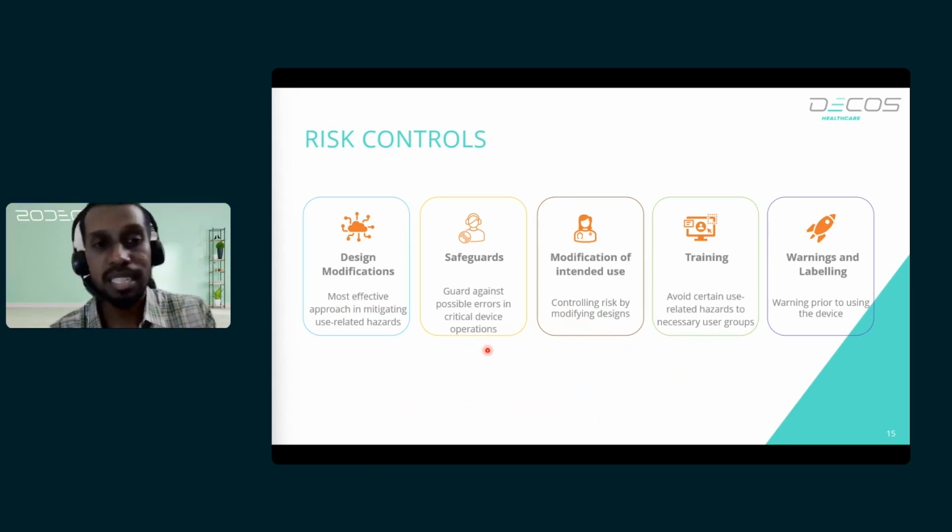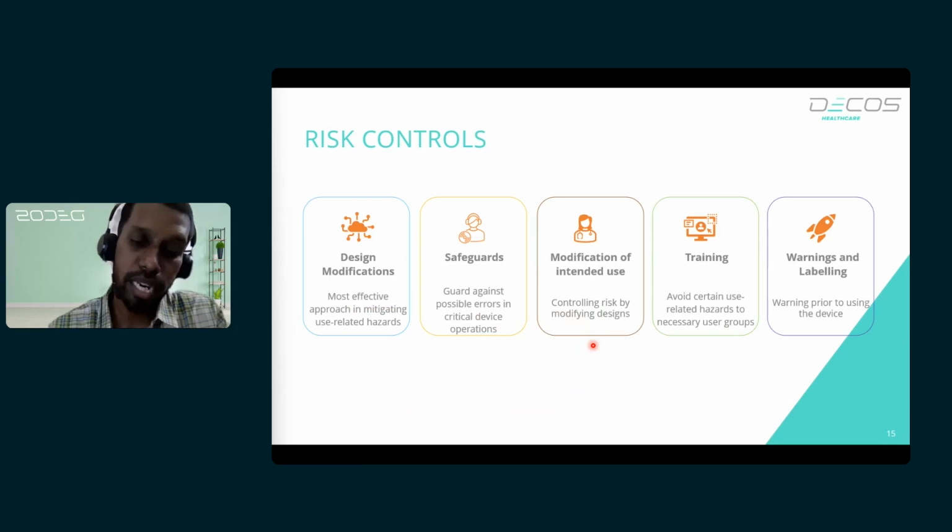The next point would be safeguard. If I'm going to use radiation-emitting equipment, how can I protect the user from the radiation being emitted? I need to have certain aprons, lead aprons, so that the user who comes across this is not disturbed by the radiations.